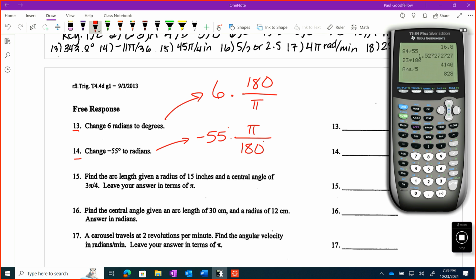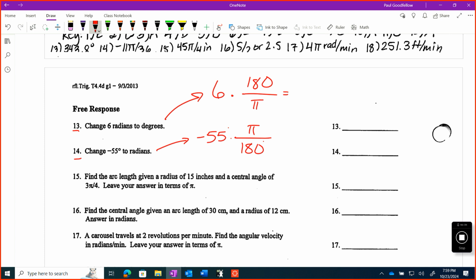So on this one, 6 times 180 would be this divided by pi. And I don't know what it has as, because I'm trying to change it to degrees. Okay, so I guess divide by pi, and that answer should be 343.7 degrees, done.